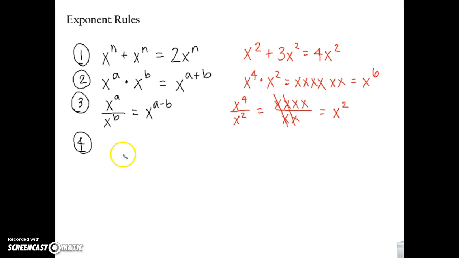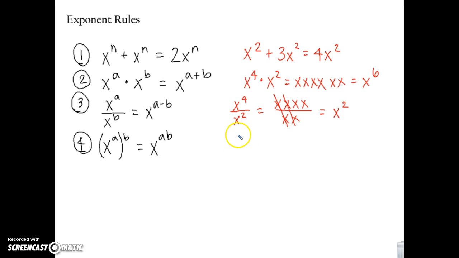Another example you might see might be x to the a raised to the b power. So we have an exponent raised to an exponent. In this case, we multiply, so it becomes x to the a times b.